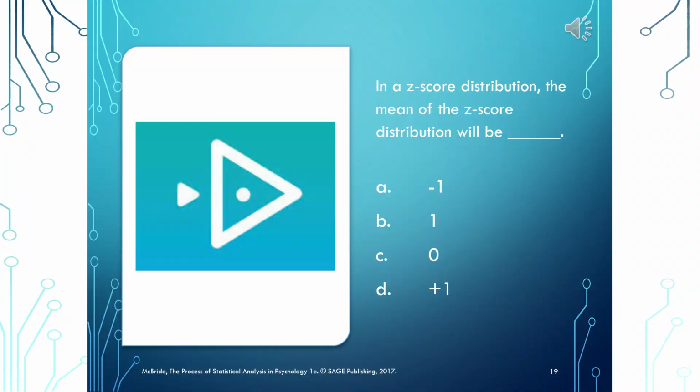In a z-score distribution, the mean of the z-score distribution will always be blank. Yep, C, 0. The mean will always be 0 because if you do that z-score transformation and you look at the formula, subtracting the value of the mean from the mean will always give you 0, right? And so that'll always be 0 standard deviations away from the mean, which makes sense. If you think about a z-score as the distance a value is from the mean, then the mean should be no distance from the mean. That makes sense.